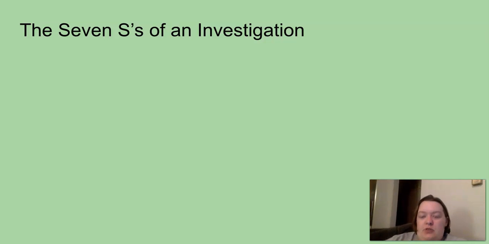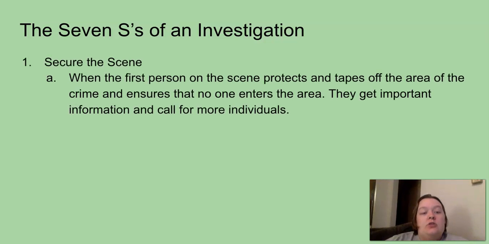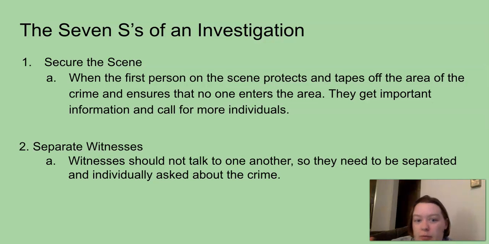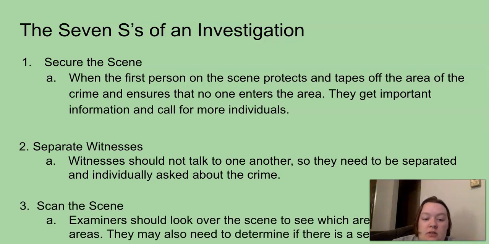Okay, so that brings us to the 7 S's of an investigation. These are the 7 S stages that happen when you arrive at a crime scene. So, first, you secure the scene. The first person, the police officer at the scene, secures the scene, tapes it off, makes sure that no one enters so nothing gets contaminated. They also call for help to get more people to come and help out. Step 2 is separate the witnesses. No one that witnessed the scene should be able to talk to each other. Witnesses should be separated and individually asked about the crime. So secure it, then you separate out your witnesses.